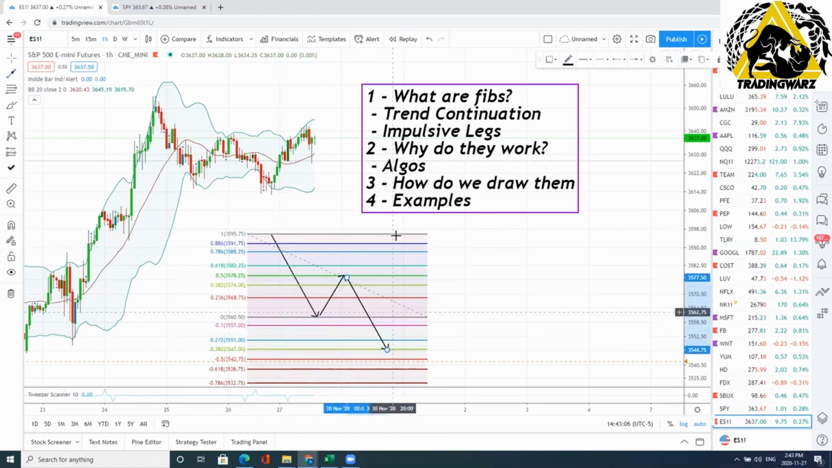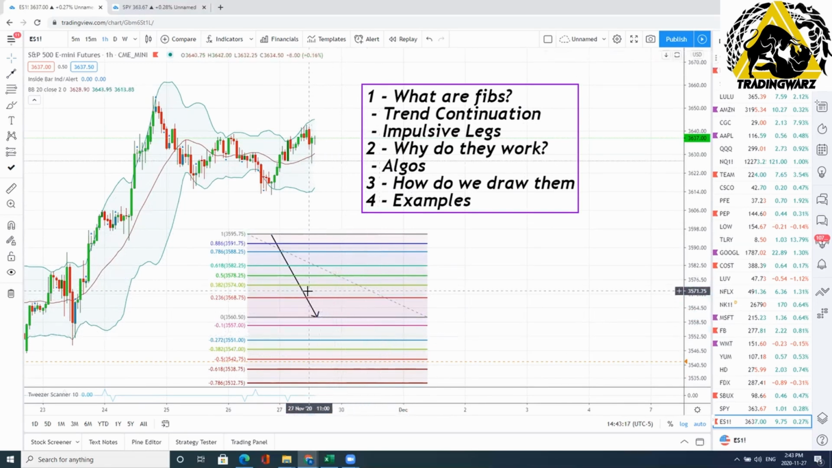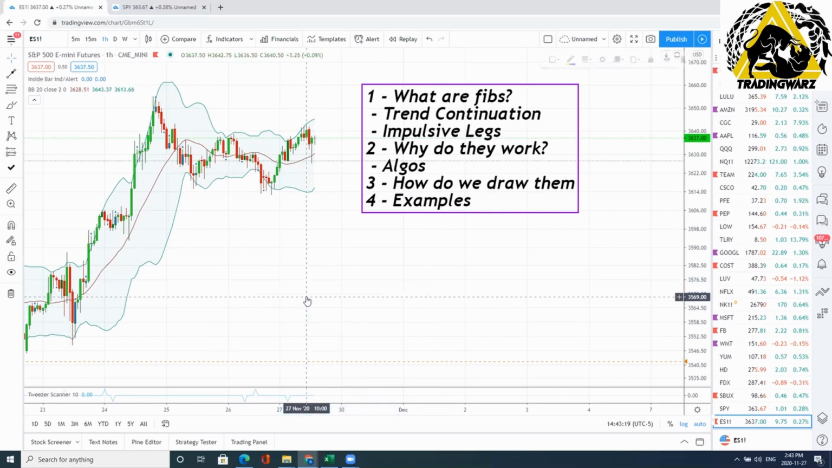So this is the premise of fib. It's a retracement of the leg with the possibility of continuation or at least a bounce. And when you build systems, you have to use this thesis in order to build profitable systems in trading.